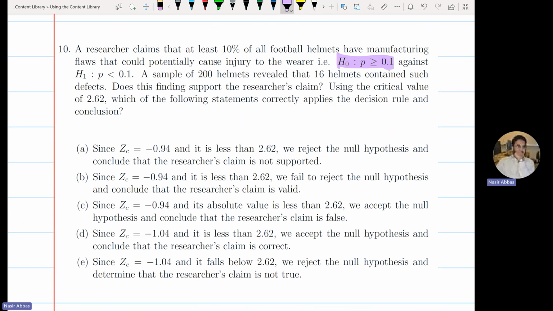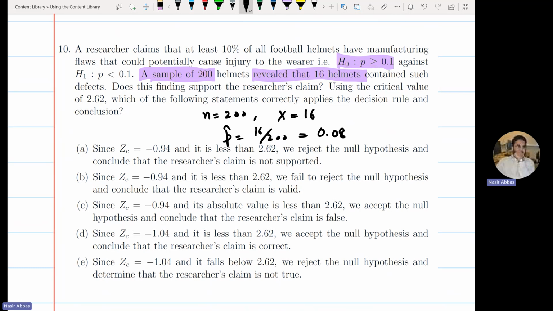So a sample of 200 helmets, this is N. The question is about mu or P. It's easy to judge because the notations are given to you. But remember, if the notations are not given to you, you should be able to judge from the statement of the question if the question is about mean or proportion. A sample of 200 helmets gave you 16 to be defective. So number of defective is 16. This means your N is 200. Your X is 16. So your P hat is 16 over 200, which is 0.08.